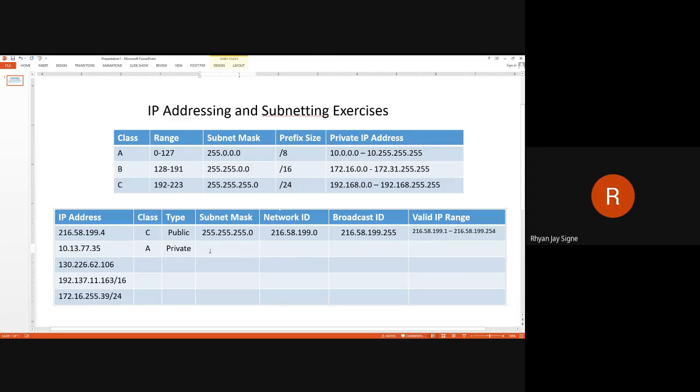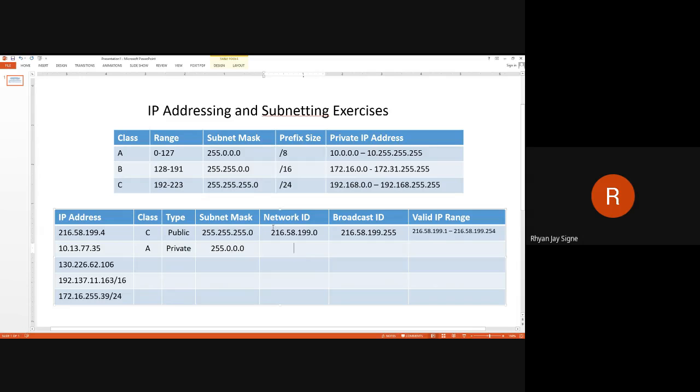What is its default subnet mask? The subnet mask is 255.0.0.0, the subnet mask based on class A.